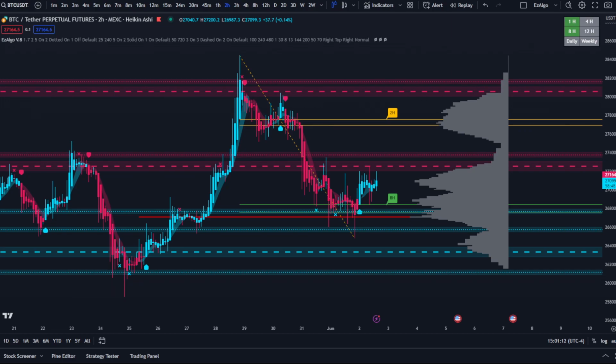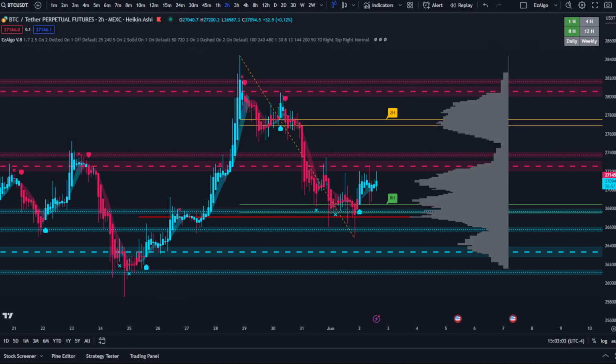But for those of you that don't know what the golden pocket is, the golden pocket consists of the 0.618 and the 0.65 Fibonacci retracement levels. Now, the reason we've chosen the golden pocket, the 0.618 and 0.65, as opposed to other Fibonacci retracement levels is because this is something that I use personally. So I'm not going to include anything in any of the indicators inside of EzAlgo unless I know and have verified that they actually work, right?